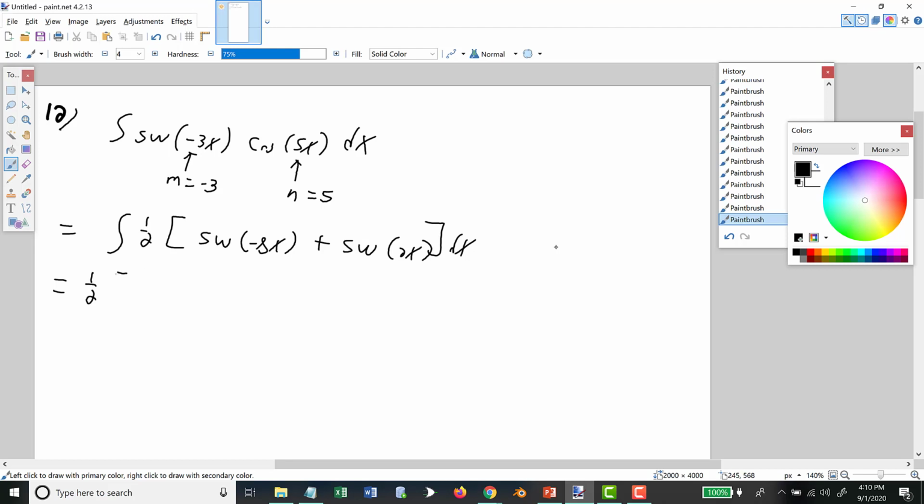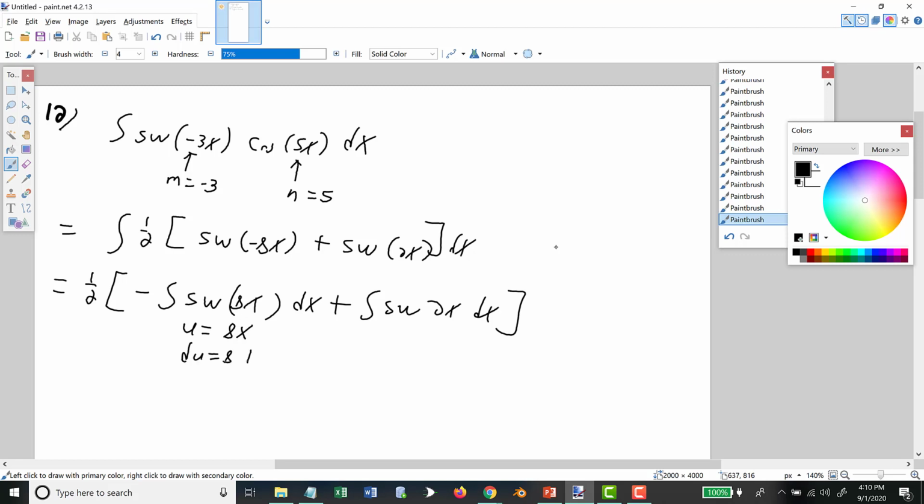And I'll split these up. Now I'm going to go ahead and put this negative on the outside, just so I don't have to worry about it. So that'd be sine of 8x dx plus the integral of sine 2x dx. Now both of these use the u substitution. So this would be u is equal to 8x, du would be 8 dx. So I need a 1/8 out in front. This one, u would be 2x, du would be 2 dx. So that means I'll put a 1/2 out in front.